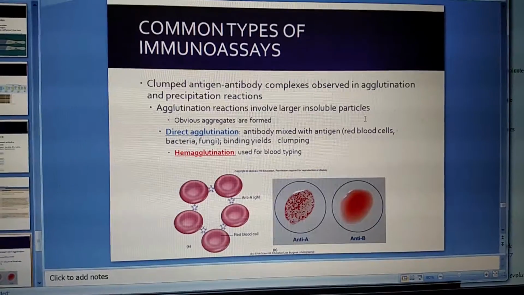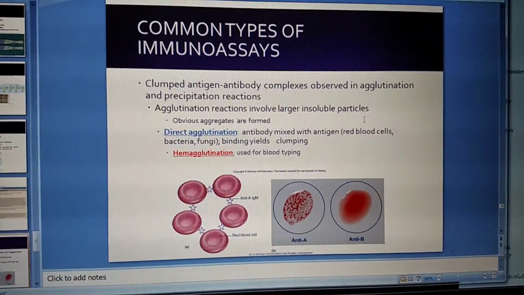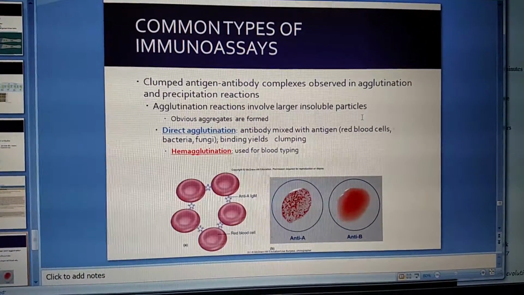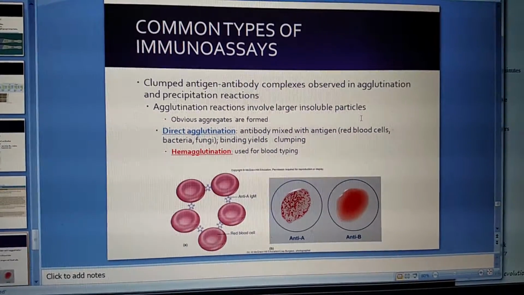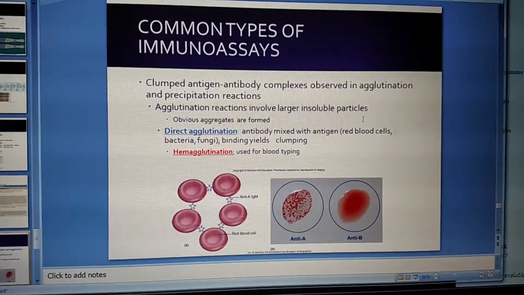So with direct agglutination, the antibody is mixed with the antigen, and if they bind, you get clumping. An example of this is hemagglutination, which is actually used for blood typing.